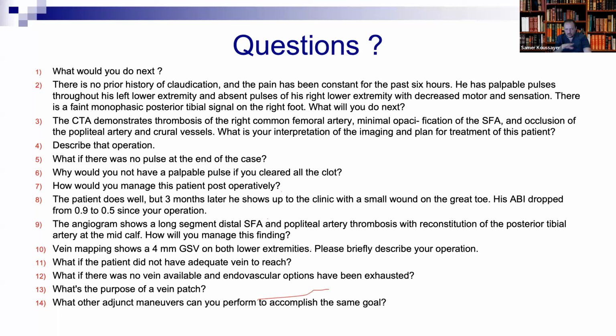If he doesn't have a wound, I will not do that. You don't use a synthetic graft for rest pain because you need something more permanent. But if you have an ulcer or wound, then 6 months is more than enough. Then yes, I agree with that. All right.